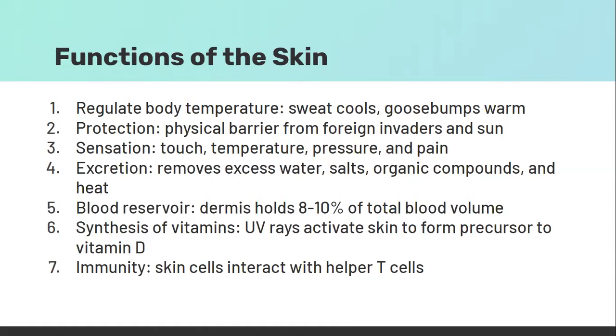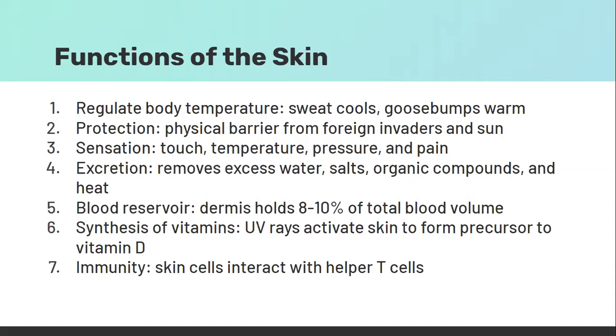The first function of the skin is to regulate your body temperature. When you sweat, that's the sweat glands in your skin acting. The sweat cools your body, it lowers your body temperature by excreting water and fluid. And when you're cold, your skin produces goosebumps when you shiver, and you get those bumps on your skin and they keep you warm.